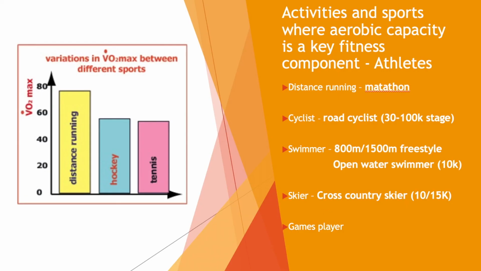Just wanted to point out the graph as well, sorry. We can see from the graph on the left-hand side variations in VO2 max between different sports, and it is those distance events like distance running, so marathon runners, who tend to have the highest VO2 maxes, pushing 80 millilitres per kilogram per minute of oxygen, which is obviously a really high VO2 max. But our hockey players and our tennis players, those games players, also have high VO2 maxes, somewhere pushing 60 millilitres per kilogram per minute of oxygen, which is a high VO2 max.